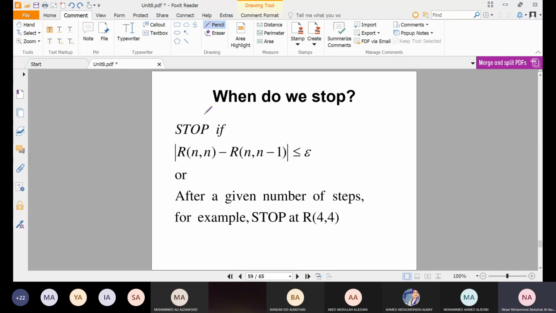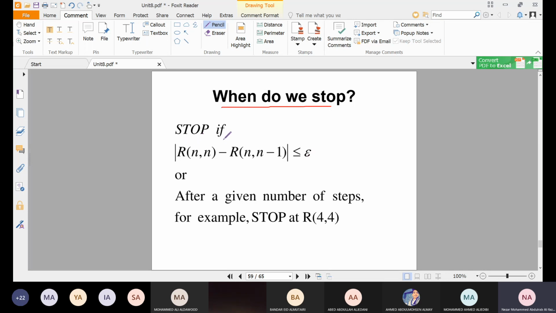Okay, so when do we stop? This is the question. How many iterations do we need to do? Or when do we stop? Usually how we stop here depends on what is said in the question. If the value, for example, Rn minus Rn-1 is less than or equal to the error, we stop.